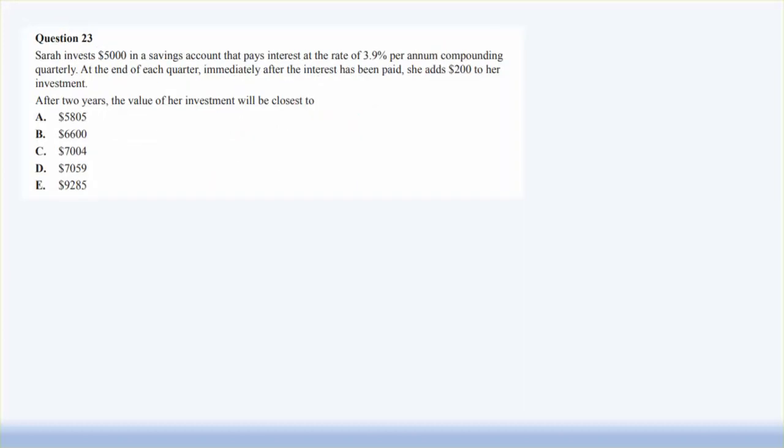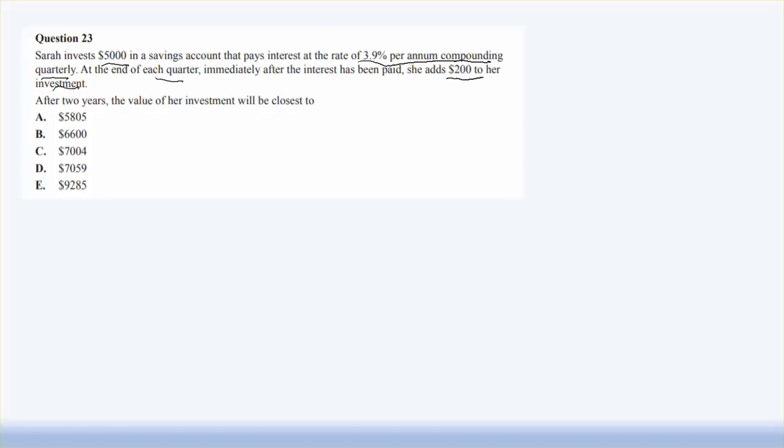Sarah invests $5,000 in a savings account that pays interest rate at 3.9% per annum, compounding quarterly. At the end of each quarter, immediately after interest has been paid, she adds $200 to her investment. After 2 years, the value of her investment will be which one?